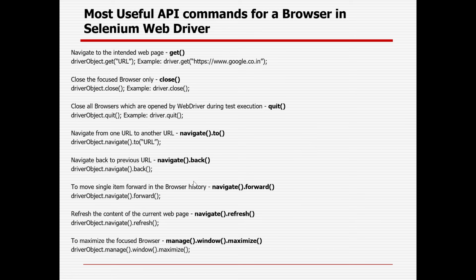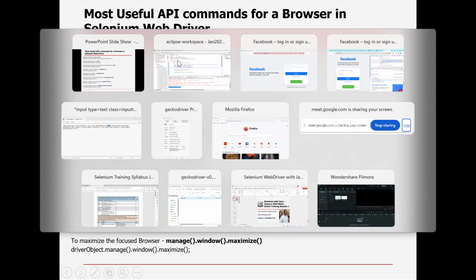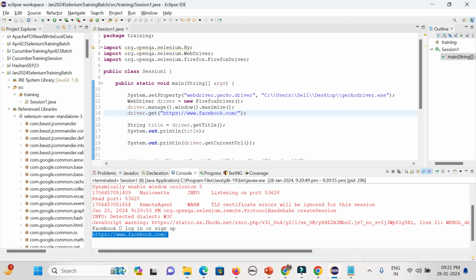Then what are the most important API commands for a browser in Selenium WebDriver? Get, you have already seen. What is get? It navigates to the intended web page. In case you want to navigate to a web page, you need to use get. So that part you already seen.